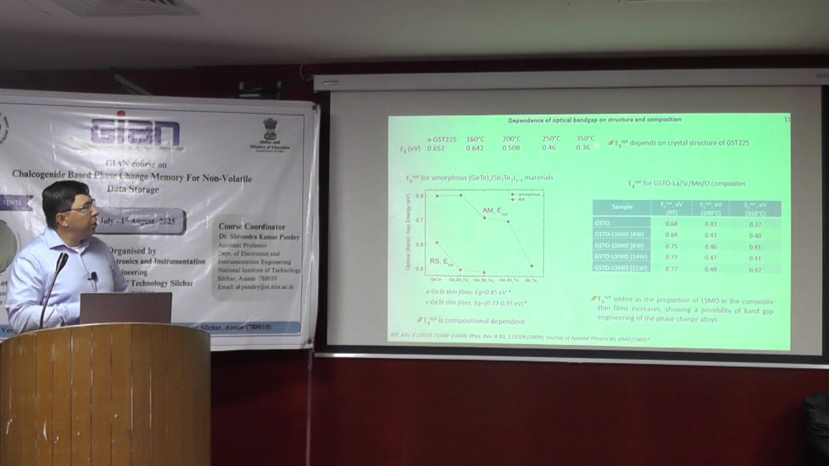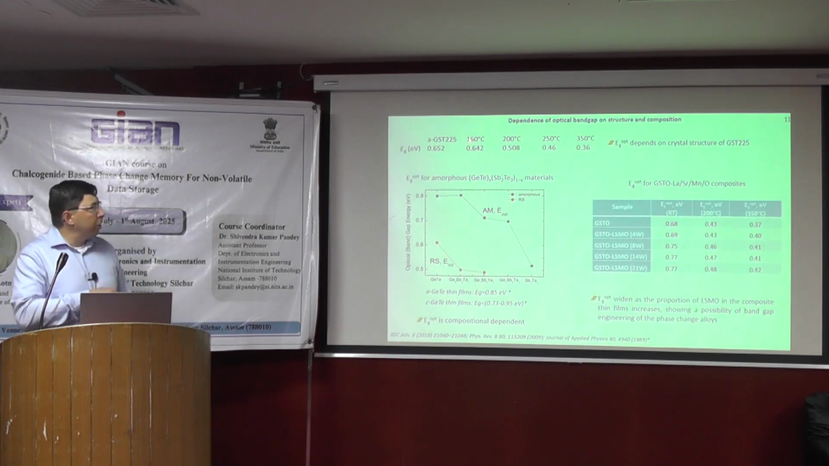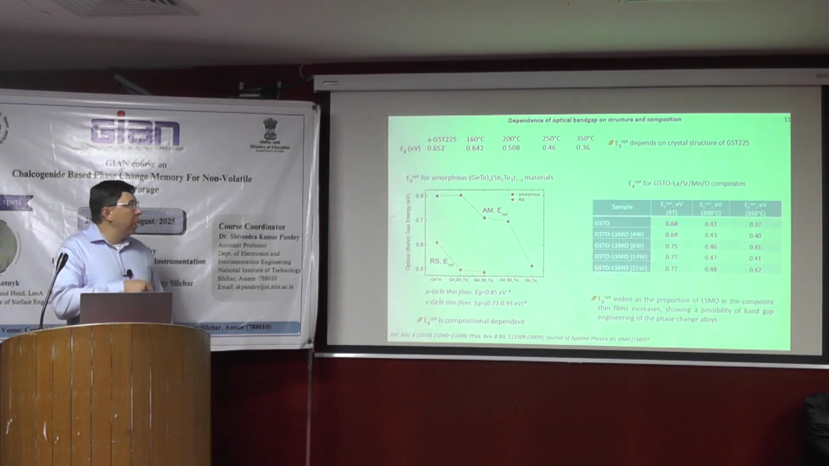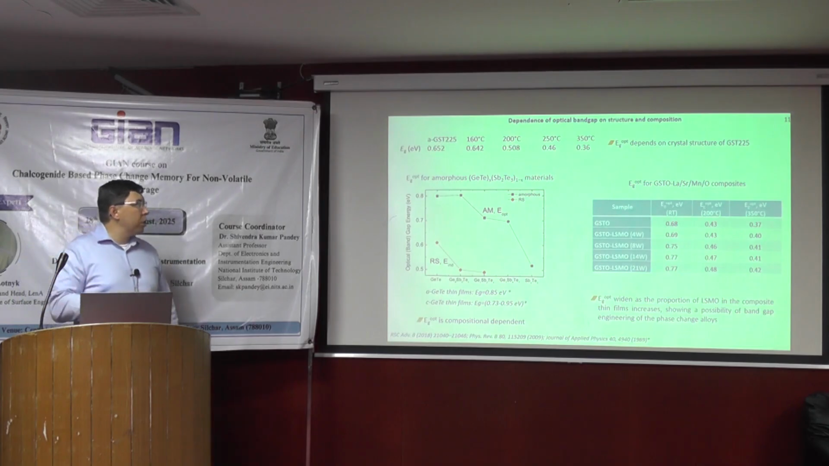If we increase the temperature, we can go through the different phase transitions. The first phase transition occurs at 160 centigrade, and the band gap is reducing slightly. At 200, we get maybe another different state, a disordered state.